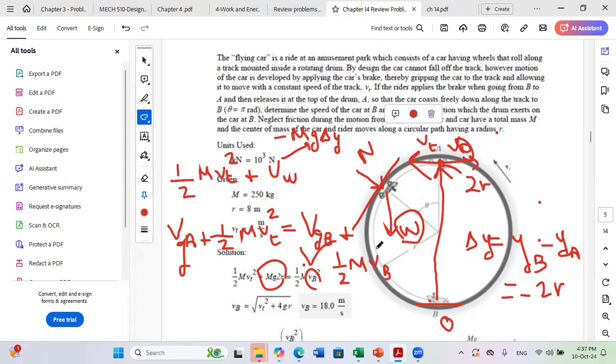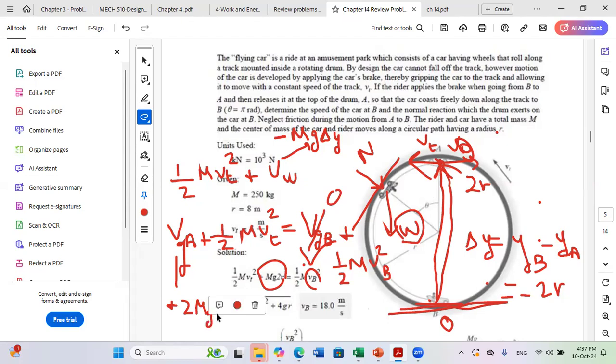I can take the reference wherever I want. If you take this point B as your reference, and the datum is passing by B, then V gravitational B is 0, and V gravitational A is plus mg times, because you are above the datum, this distance, which is 2r. So V gravitational A will be plus 2mgr. So you get exactly the same equation. Let us try to take another datum and we'll see that we'll get exactly the same result.